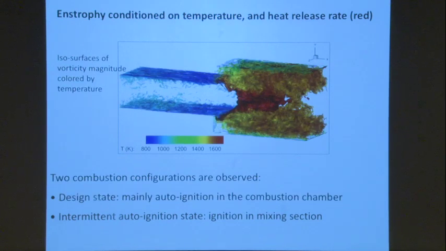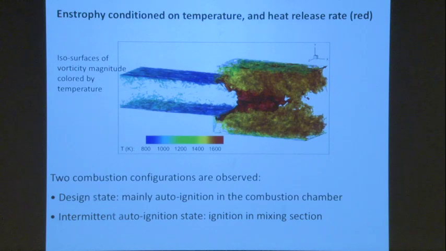This is what the stationary configuration looks like after several flow-through times. And what I'm plotting here is the entropy conditioned on temperature. And in the middle, this big red blob, this triangular blob, corresponds to the heat release rate, which shows combustion happening beyond the sudden expansion of the mixing tube. And so you see the colder temperatures given by the bluish cyan colors, and then the higher temperatures where reactions are occurring in the yellowish orange colors.